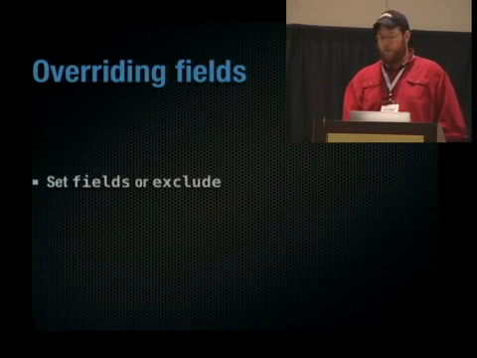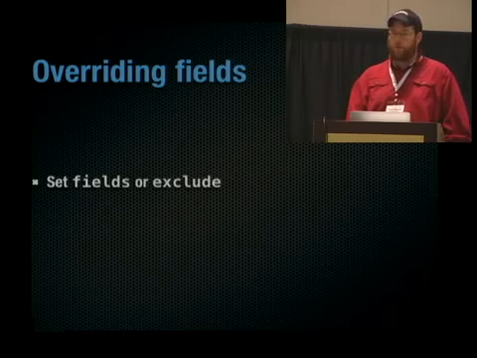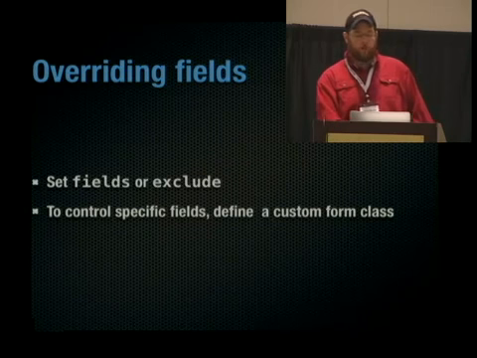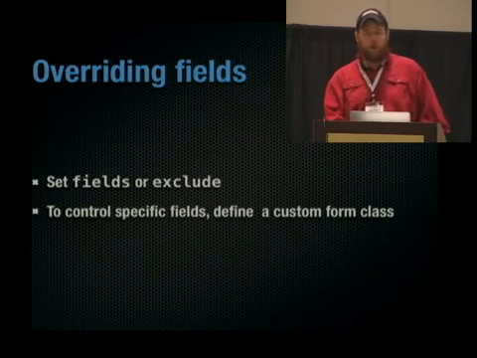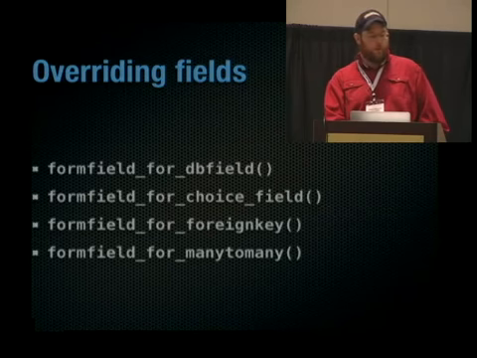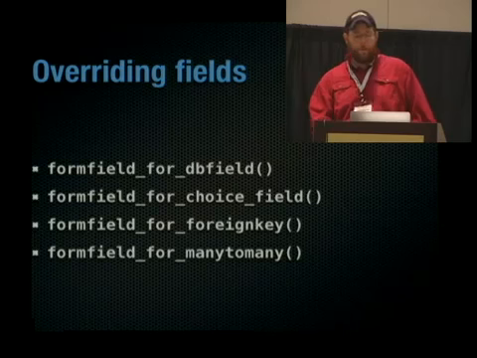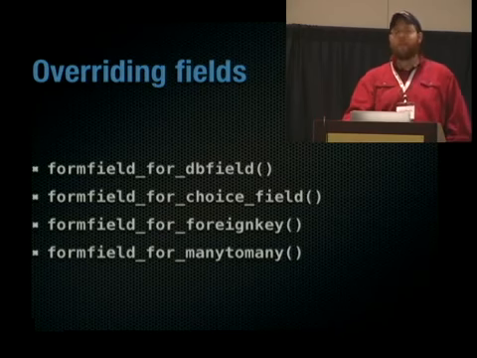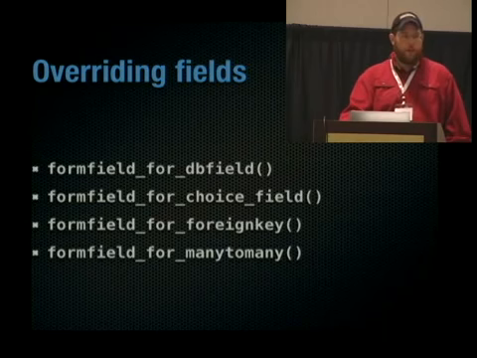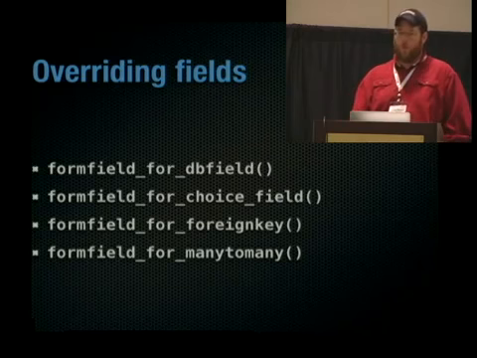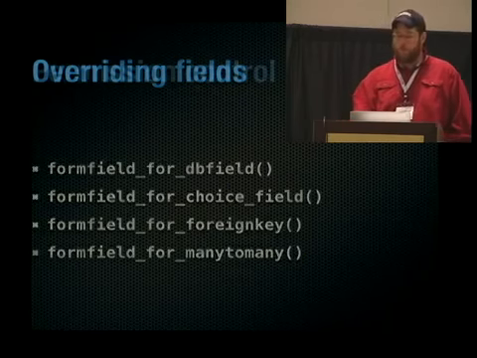Overriding specific fields you can do by setting fields or exclude on the form class you're returning. By defining your custom form class, you can also set fields and exclude on the ModelAdmin. You can also define some methods: formfield_for_dbfield, formfield_for_choice_field, formfield_for_foreignkey, and formfield_for_manytomany. All of these will be called to see if you have chosen to override the default form fields the admin would use for particular types of model fields.